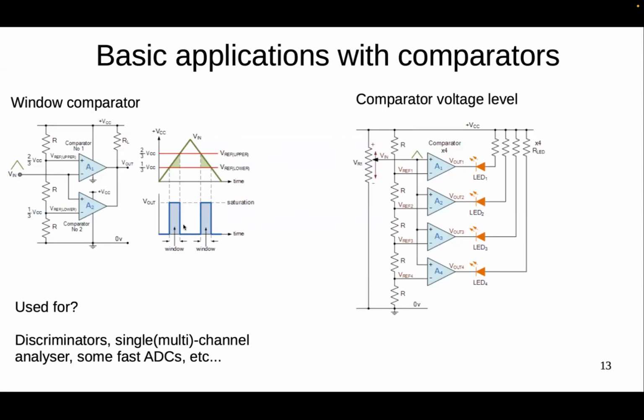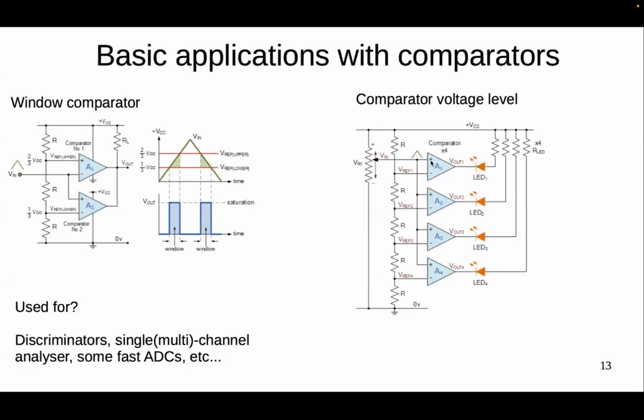with two comparators. And this one is basically a single or multi-channel analyzer. So this is a window selection that can be used for a single channel analyzer, for example. And also we can have a range of comparators with different voltage reference levels. So in the input, all the inputs are connected to the same input.